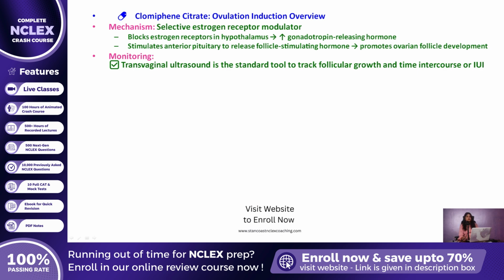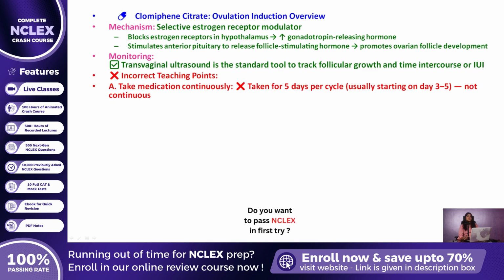It allows providers to evaluate whether the follicles are maturing appropriately and to determine the ideal timing for intercourse or intrauterine insemination. Additionally, ultrasound monitoring helps reduce the risk of complications, such as ovarian hyperstimulation syndrome and multiple gestations. Turning to the incorrect answers, option A. Take the medication continuously until pregnancy is confirmed is incorrect because Clomiphene is administered in specific cycles, usually 50 milligrams daily for 5 days, starting between cycle day 3 and 5.